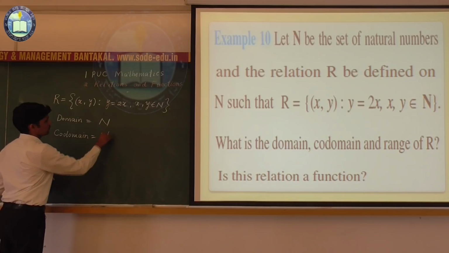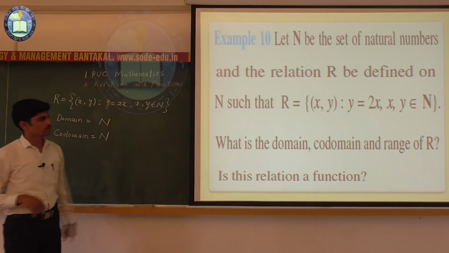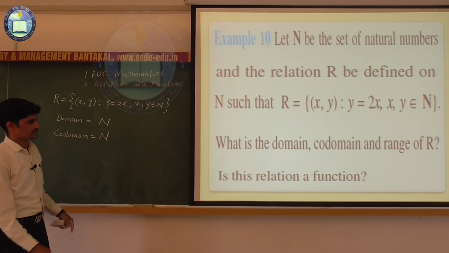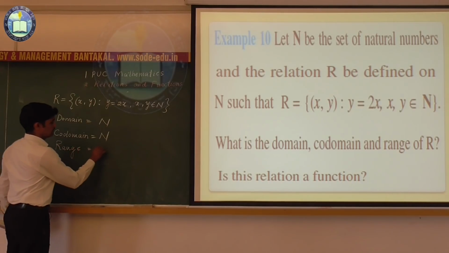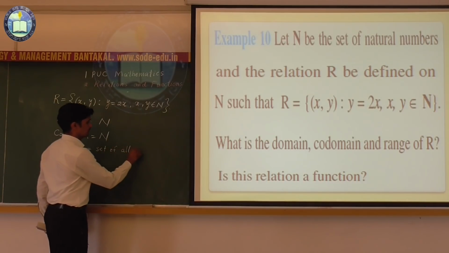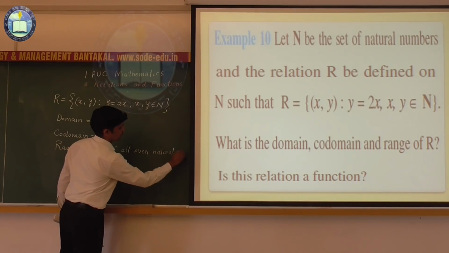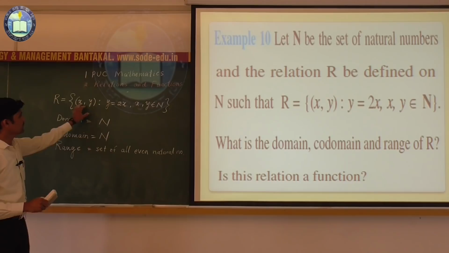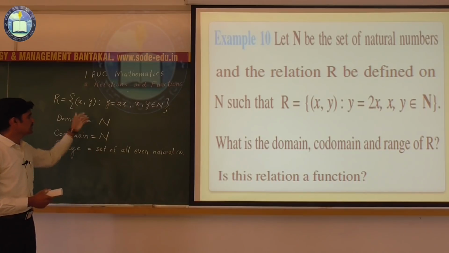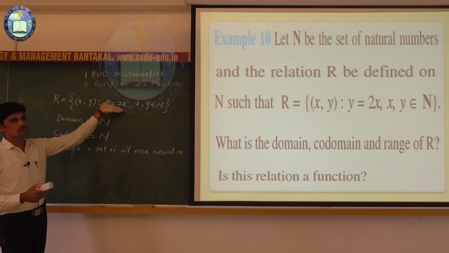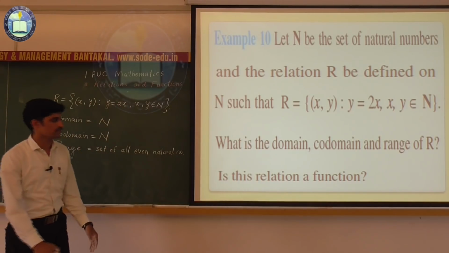Codomain is also the set of all natural numbers. Y also belongs to N. X belongs to the domain, y belongs to the codomain, and y belongs to N. Therefore N is the set of natural numbers. And what is the range? Range is equal to the set of all even natural numbers, because whenever we give a value to x, y becomes 2 times that natural number, which is always an even number. This means the image of 1 is 2, the image of 2 is 4, the image of 3 is 2 times 3, which is 6. So only even numbers in the codomain are images here.